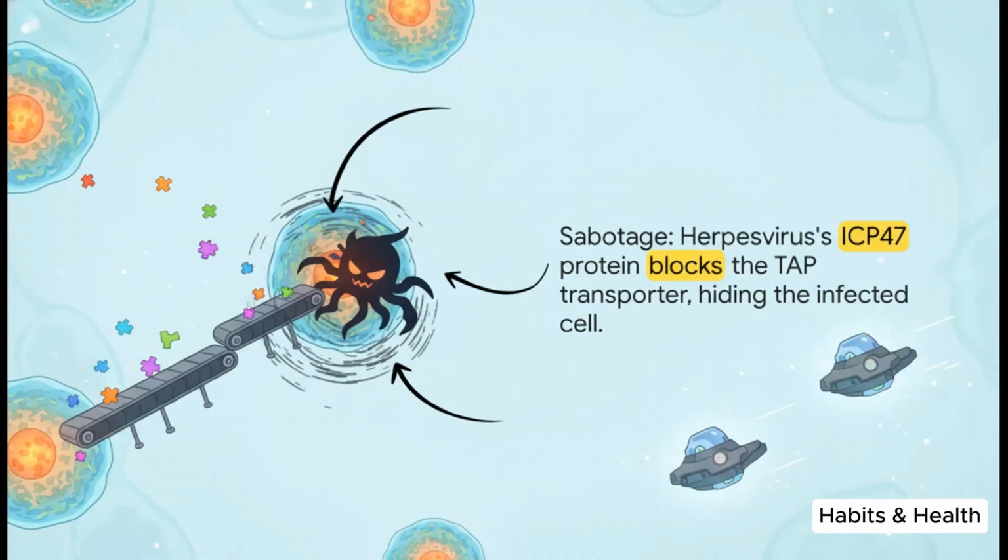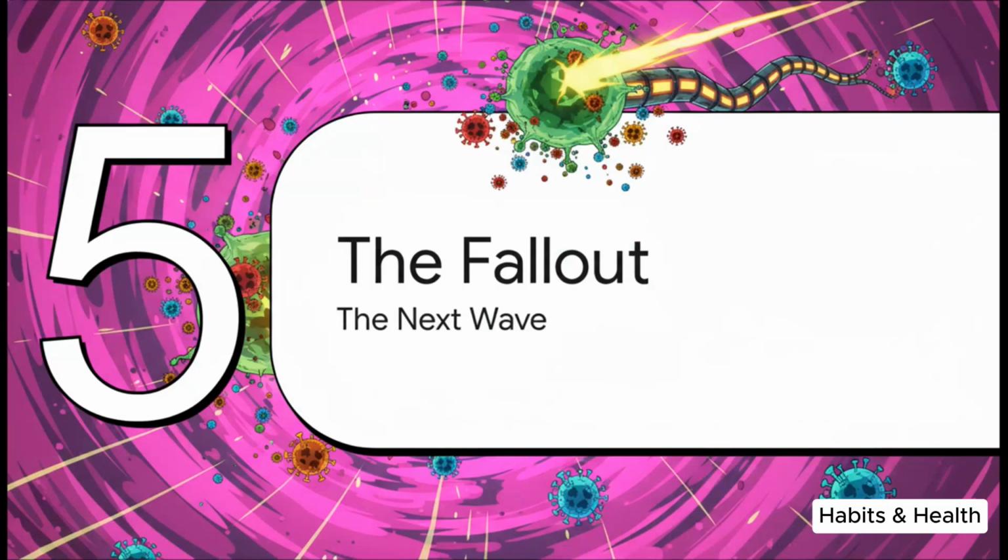And to buy themselves time to do all this, viruses have evolved some truly jaw-dropping tricks. See, our cells normally have an alarm system. They constantly show little pieces of what's going on inside them on their surface, like a status report for our immune system. But what you're seeing here is pure sabotage. The herpes virus makes a protein whose only job is to jam the transporter that puts those little pieces on the surface. By doing this, it makes an infected cell look totally healthy and normal, basically invisible to our immune patrols.